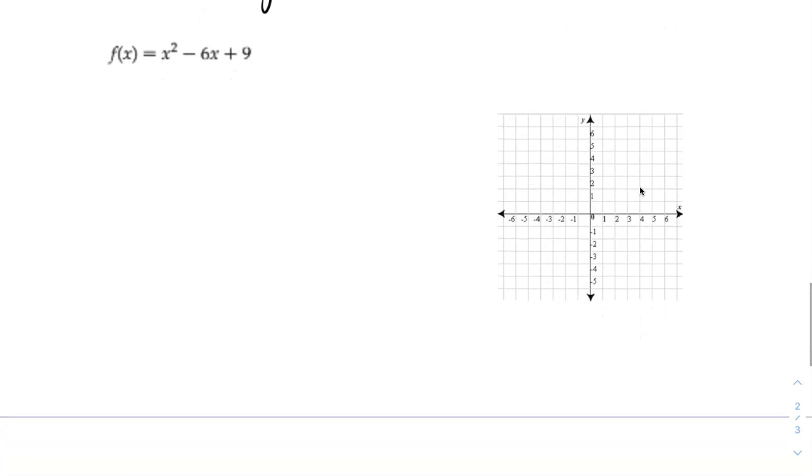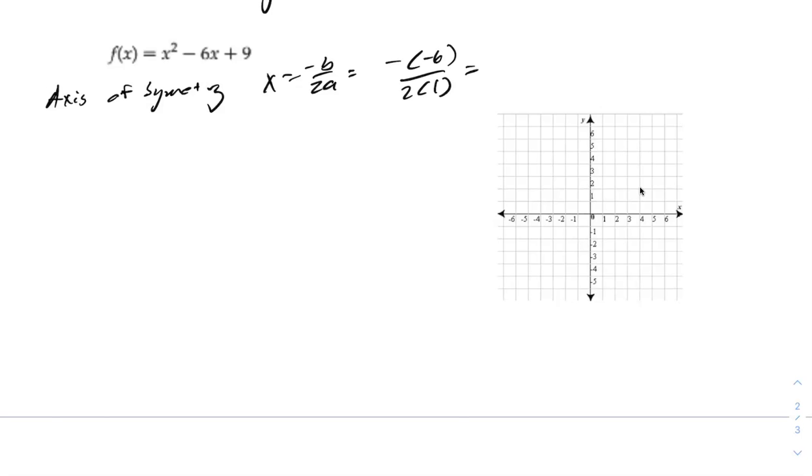Last one, same concept. Let's do it real quick. Axis of symmetry. Right, so x equals negative b over 2a, which is negative -6 over 2 times 1. 6 over 2 is 3. So that's my axis of symmetry. Hopefully this one actually fits the graph.